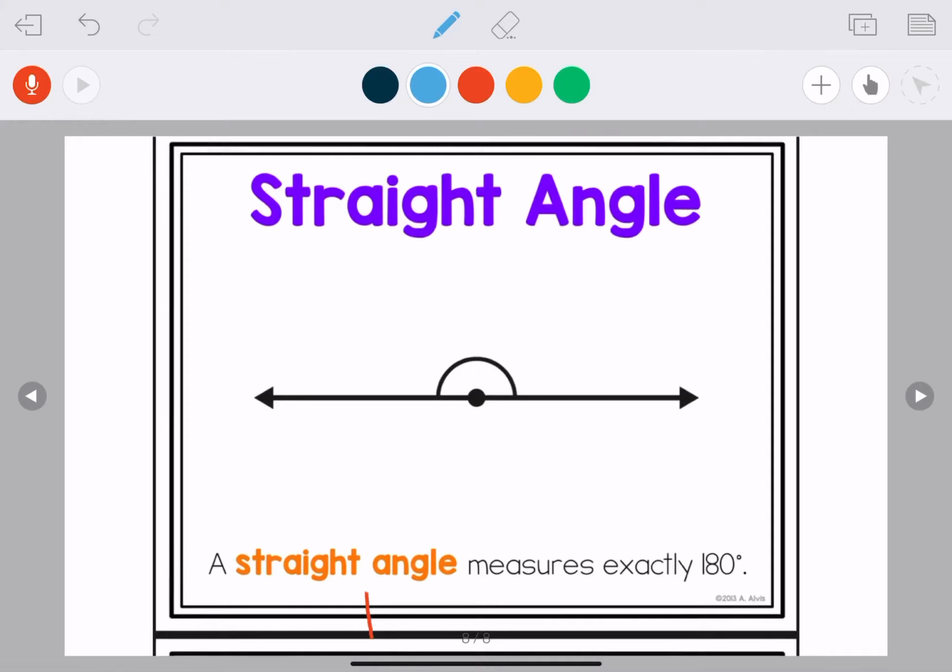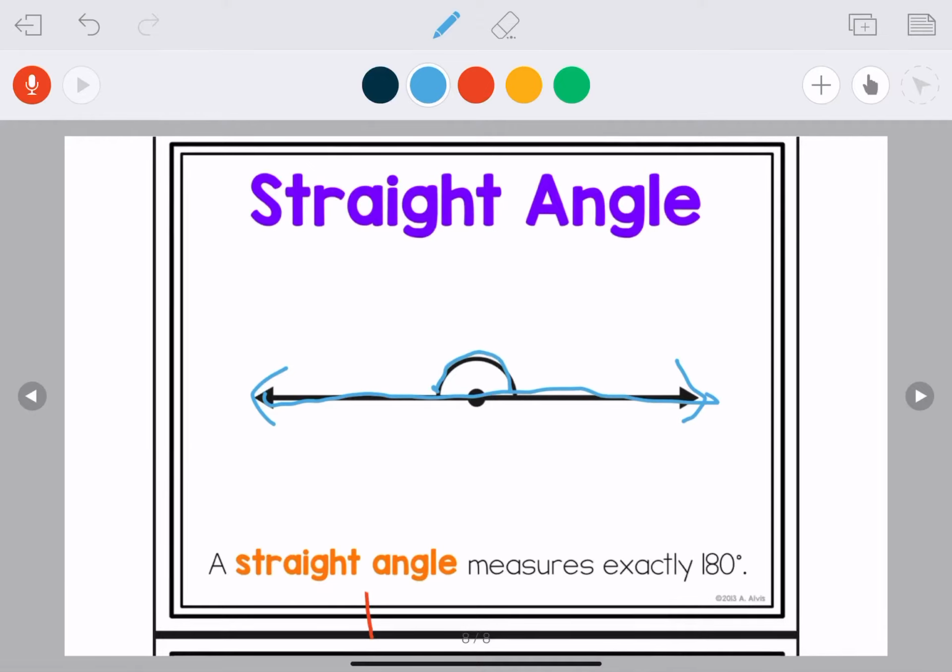What does this straight angle look like? Kylie? Nice job. She said it looks exactly like a straight line. And Kylie is exactly right. Your two line segments are connected. They're both going straight out to both sides. And if you were to connect them, it's a perfect half circle there.